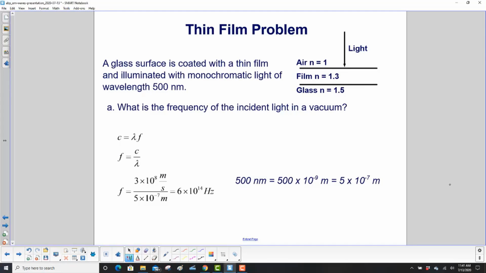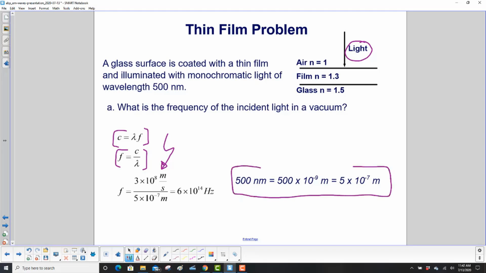What is the frequency of the incident light in a vacuum? That's the light here, right before it hits the film. Speed of light is wavelength times frequency. Divide both sides by wavelength. We find the frequency is the speed of light in a vacuum, or in air, close enough, 3 times 10 to the 8th meters per second, divided by the wavelength of this light, which is 5 times 10 to the minus 7 meters. Right, here's the conversion from nanometers to meters. So our answer is 6 times 10 to the 14th hertz.